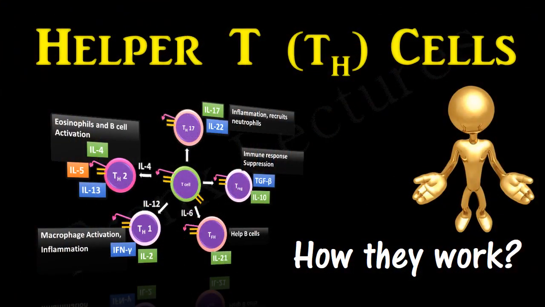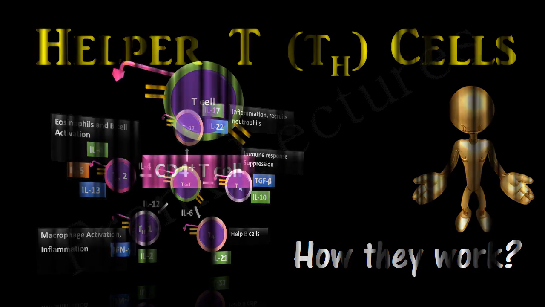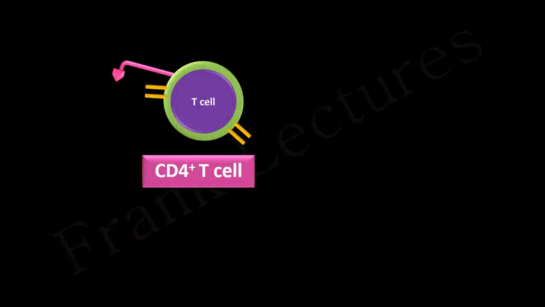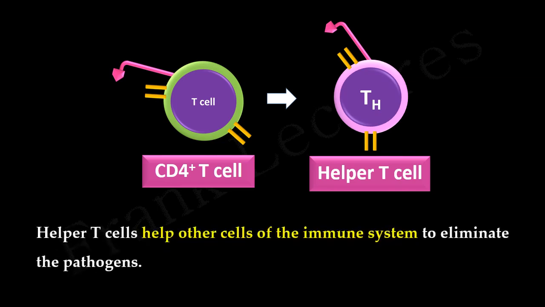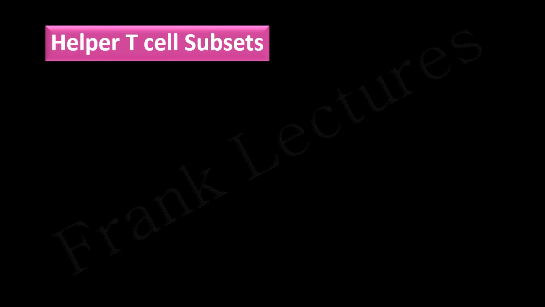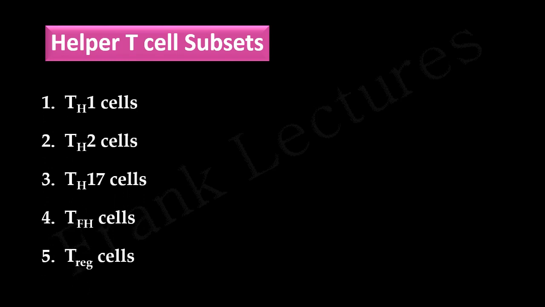Helper T cells. We now know that activated CD4 positive T cells become helper T cells. These cells are termed helper because they help other cells of the immune system to eliminate the pathogens. These helper T cells further consist of many subsets. In this video lecture we will discuss 5 main subsets of helper T cells.